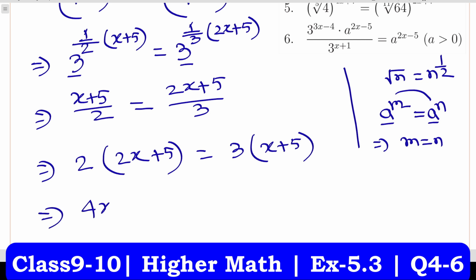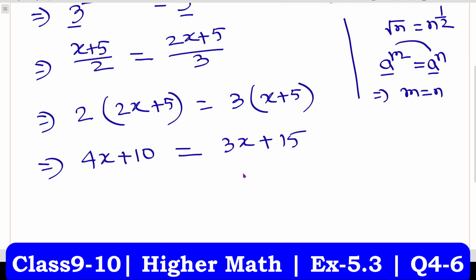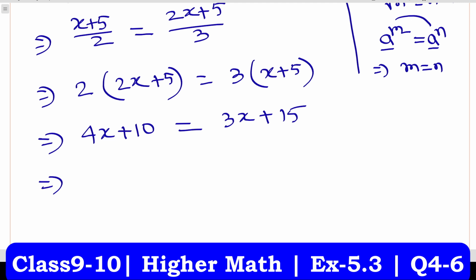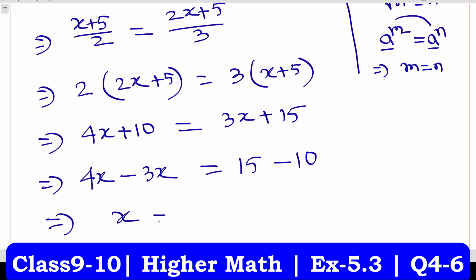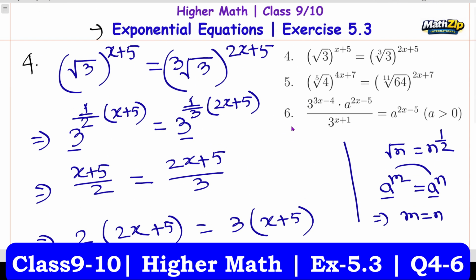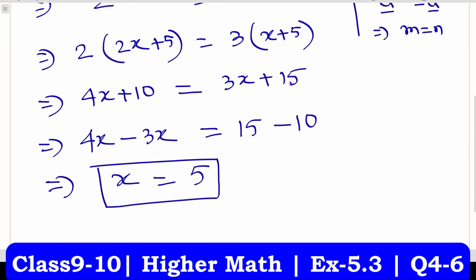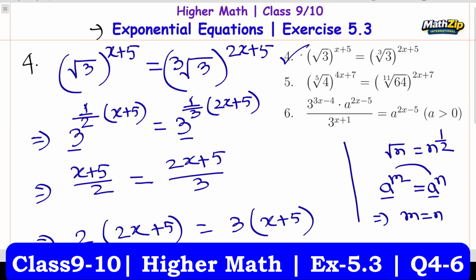Now it will be 4x plus 10, and here is 3x plus 15. Now on both sides we subtract 3x, so it will be 4x minus 3x, and we also subtract 10, so this plus 10 will be out, and here the 3x is already out because we subtracted 3x from both sides. So here is 15 minus 10, and now 4x minus 3x equals x equals 15 minus 10, it means 5. This is our answer. If you have any question, please write a line in the comment section. Number 4 done.